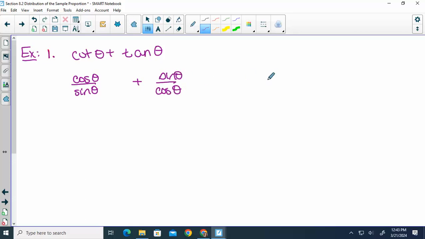Alright, I'm trying to add fractions. What do you need if you want to add fractions? So the first one has sine. What does it need? Do it on top and bottom. The second one has cosine. What does it need? Okay, what is cosine theta times cosine theta? And sine theta times sine theta is sine squared theta.